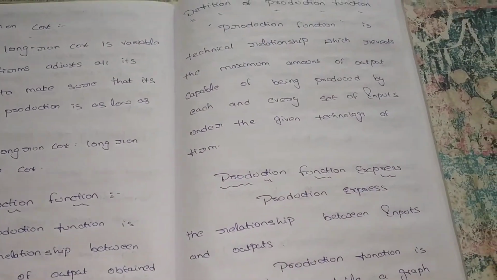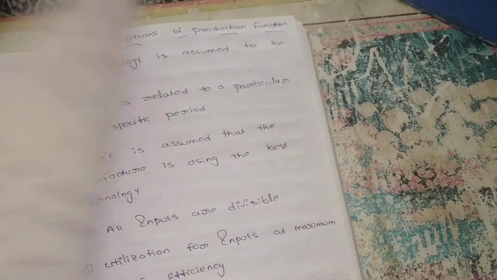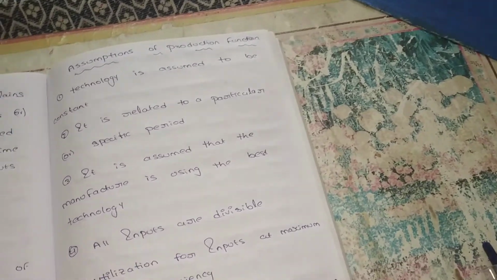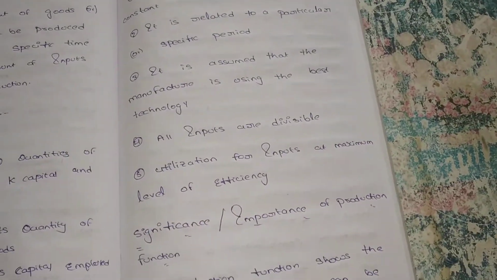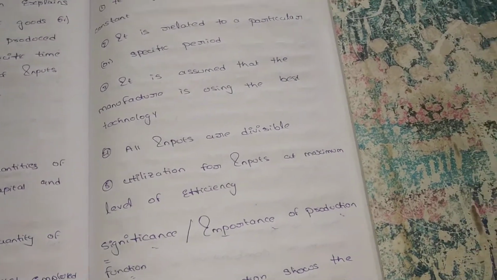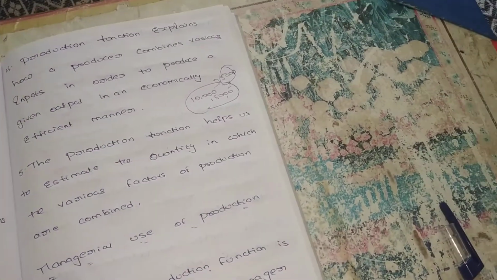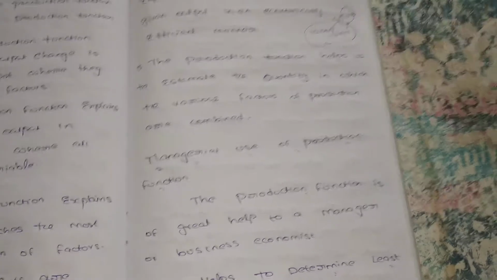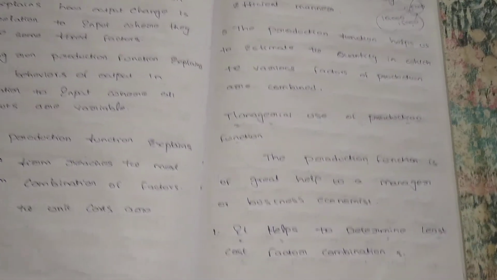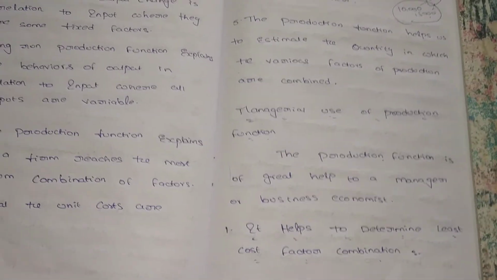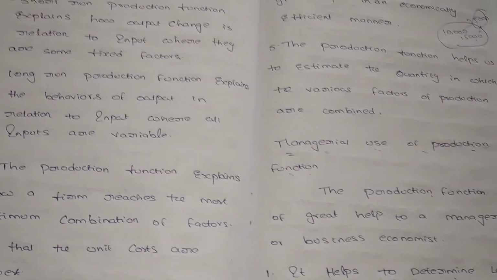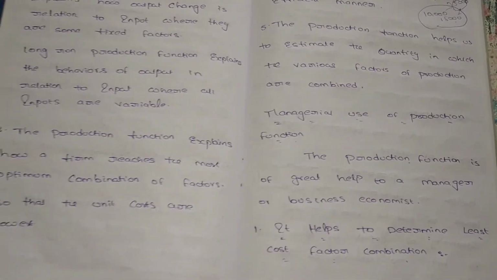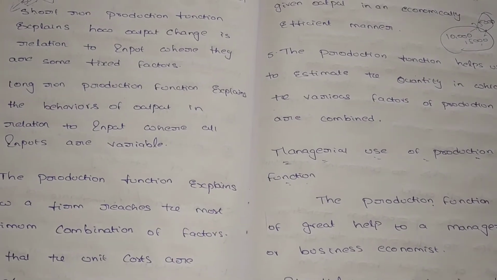Up to now we discussed what the production function is, how the production function is expressed, what the assumptions of the production function are, what the significance or importance of the production function is, and what the managerial uses of the production function are. I hope you understand this lecture. If you have any doubt, from the first unit, second unit, or third unit up to now, please let me know and I will definitely clarify your doubts, guys.